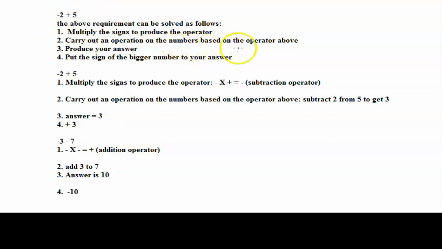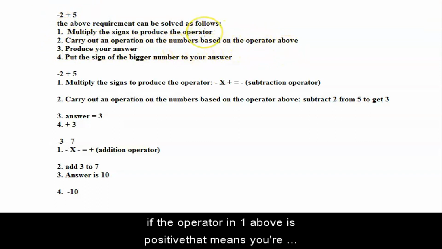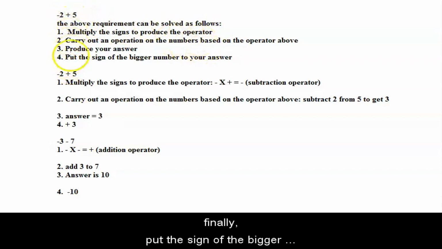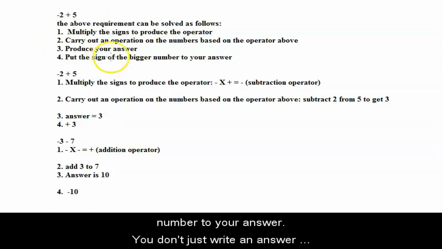Secondly, carry out an operation on the numbers based on the operator above. What this means is, if the operator in one above is positive, that means you are going to add the two numbers together. Otherwise, you subtract. Then thirdly, produce your answer. Finally, put the sign of the bigger number to your answer.